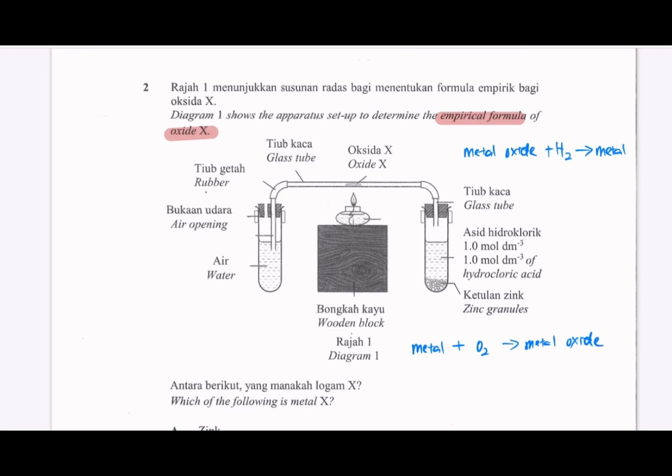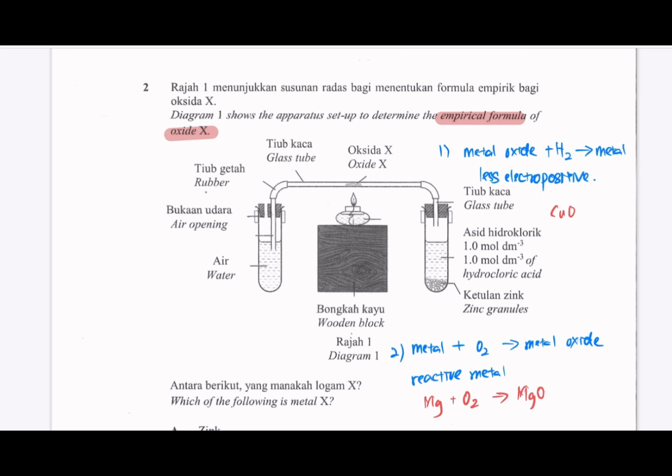So usually for method number 1 we will use the less electropositive metal. But for method number 2, this is normally the reactive metal. Just like in your Form 4, the metal oxide, we use hydrogen to reduce it. This one usually is copper oxide. And the metal that reacts with oxygen is magnesium. Magnesium reacts with oxygen, we get magnesium oxide.